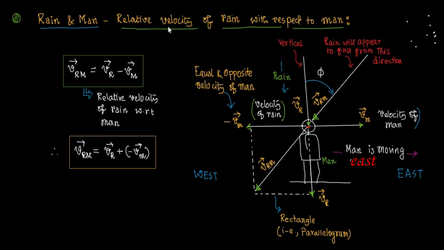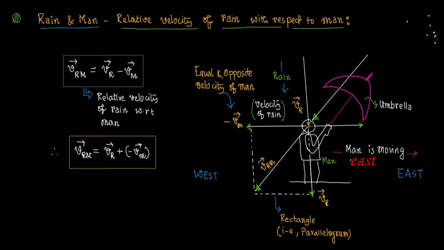Therefore, the man has to hold his umbrella in the forward direction at an angle phi east of vertical. The man should hold his umbrella in this way to protect himself from the rain. This is the umbrella, which will be in the forward direction at an angle phi with the vertical. The man has to hold his umbrella in this way at an angle phi east of vertical.